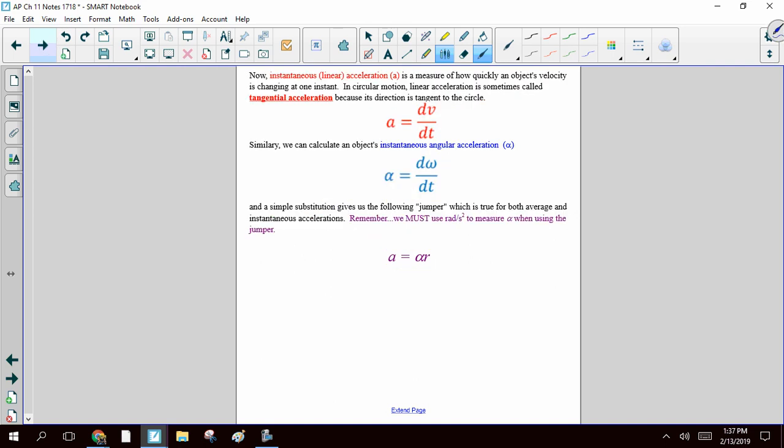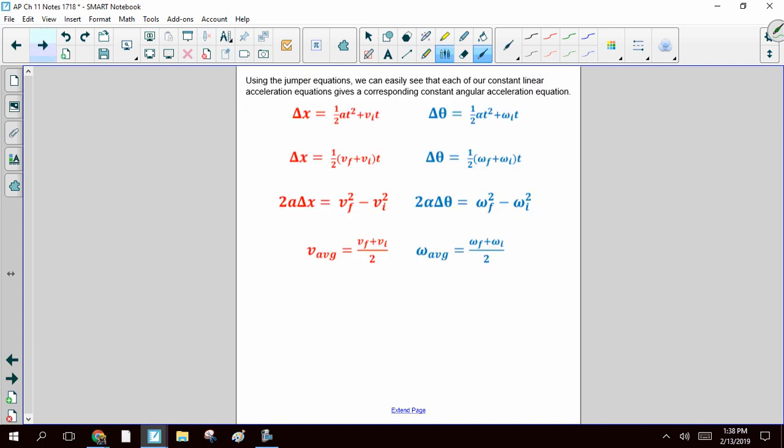Okay, so let's see. Acceleration is how quickly your velocity changes with respect to time. Angular acceleration is how quickly your angular velocity changes with respect to time. So we've got the same exact relationships with our angular quantities that we do with our linear quantities. Okay. All right, so this is it.